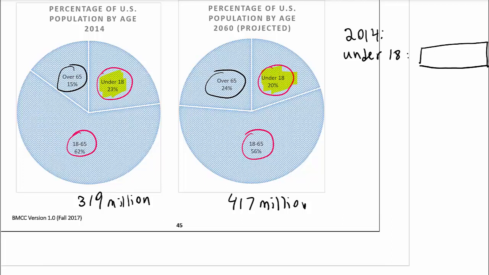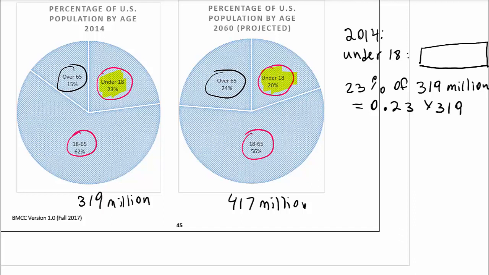Go ahead. All right, so let's review. So it's 23% of 319 million. All right, it's going back to the same type of calculations we've been doing. So let's multiply. We take 319 and we multiply by 0.23. I'm using my calculator. Leave it as millions. So it's 73.37 million kids.